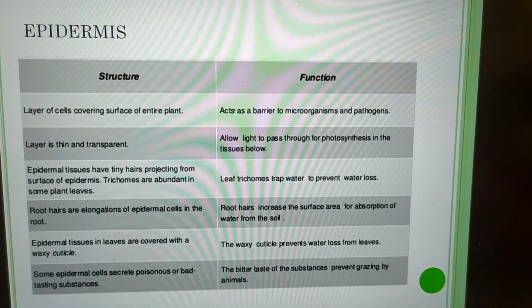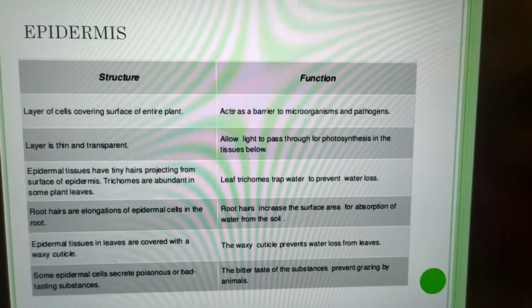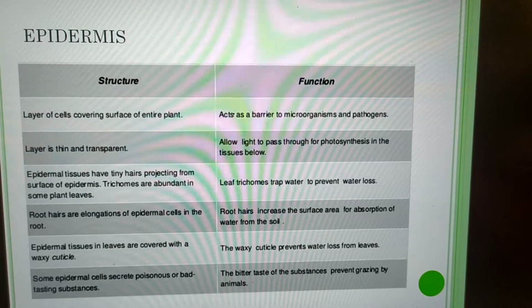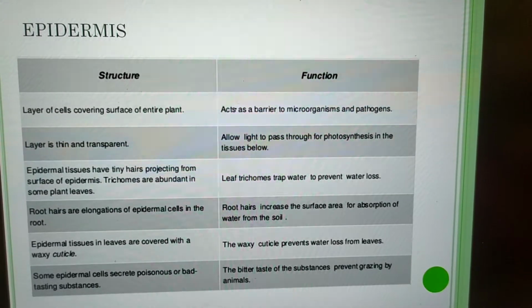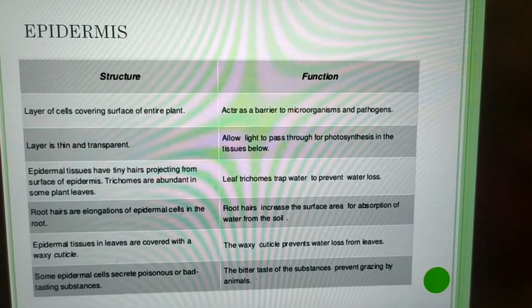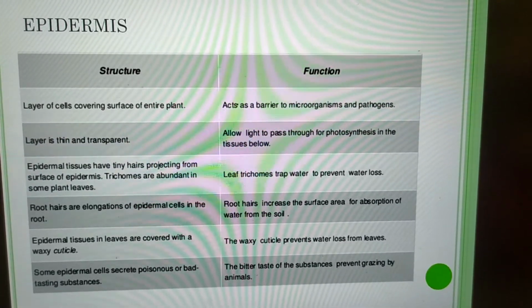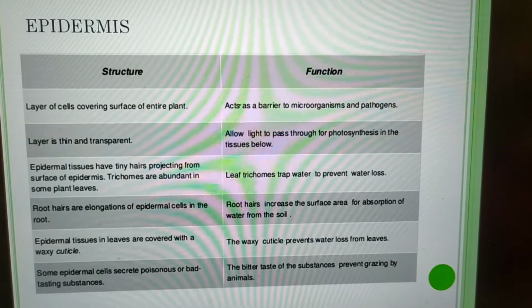Good morning, class 9. In the previous class, we had discussed the simple permanent tissue and the meristematic tissue under the category of plant tissues. Today, we will discuss some of the complex permanent tissue. Before that, we will discuss epidermis and stomata.